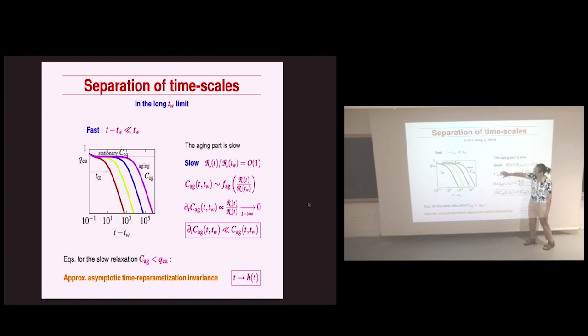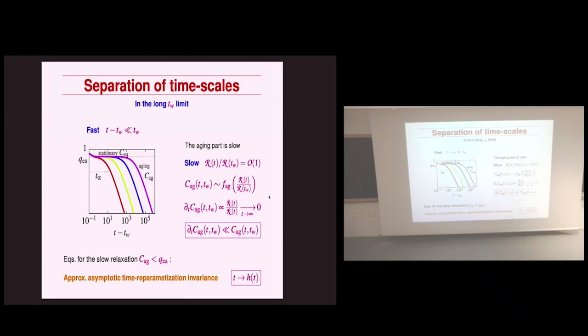And indeed, this is what allows us to solve those equations analytically in the long time limits, where we can assume that this derivative is much smaller than the function itself. And in this sketch here, this is assumed. I mean, this is simple to see. This is a double log scale, and the derivative of this part here is smaller than the function itself, the value of the correlation itself.